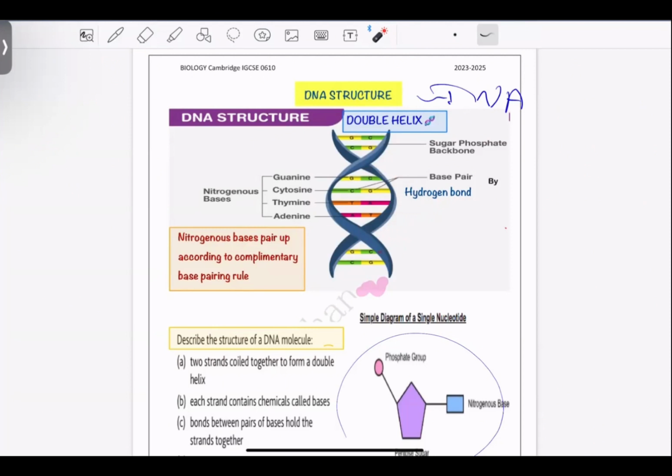These nucleotides consist of three main parts. A phosphate group connected to a pentose sugar. Okay, this sugar is called pentose because it contains five carbons. And the nitrogenous base. Right. Do you remember the nitrogenous base?